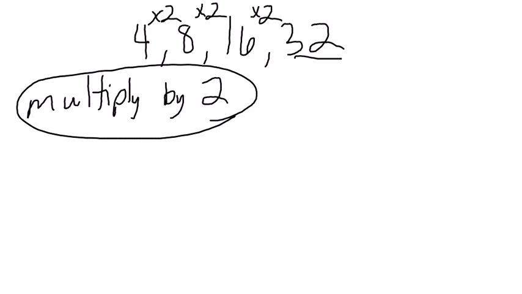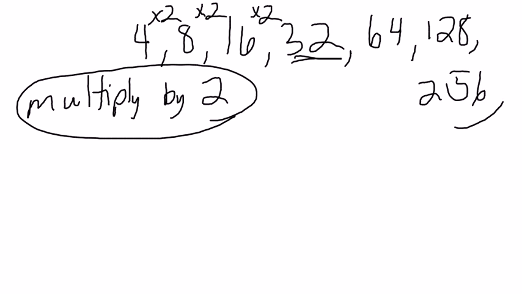We'll just take this last term and multiply it out. So we just continue it. 64, 128, 256. Those are my last three terms, and those are my answers for number 4.